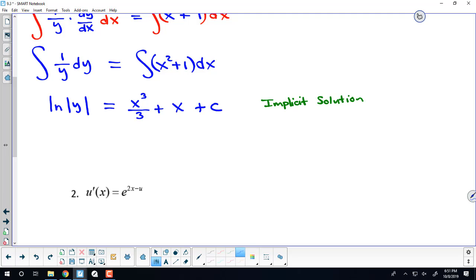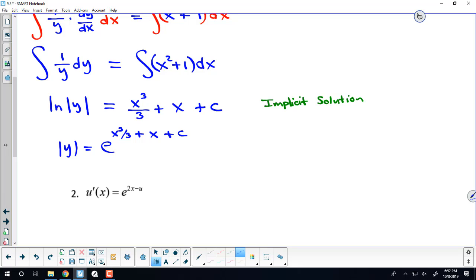So we're just going to exponentiate both sides. e to the ln of absolute y is just the absolute y, equals e to the x cubed over 3 plus x plus c. Wait, does the natural log and the e cancel, so it just becomes 1? Oh, yeah, sorry. Yeah, e to the ln of something is just that thing. My bad, I was looking at the other side. Thank you. So absolute y is e to that power.